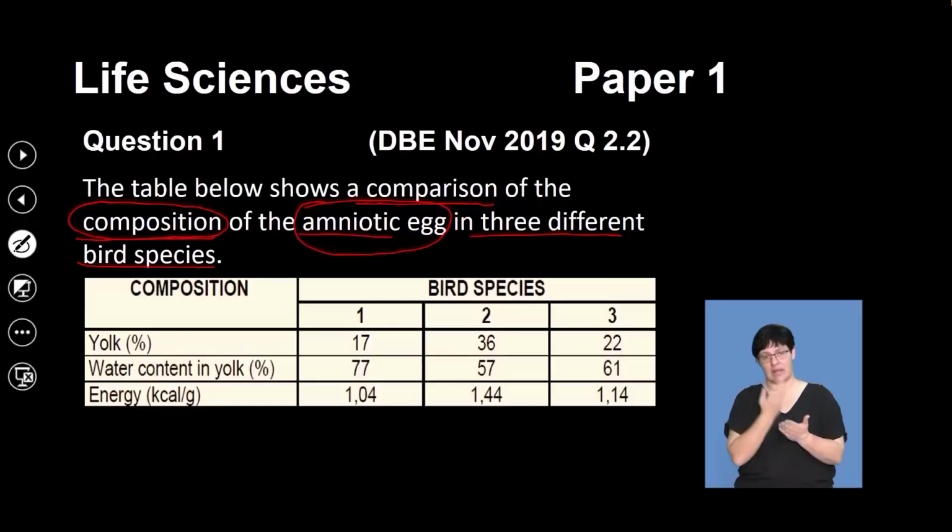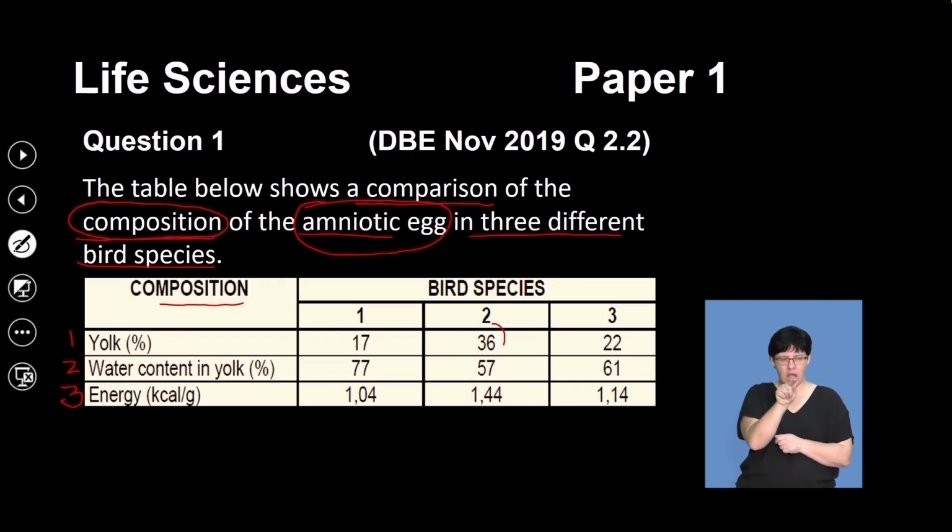Okay, so the table shows you the composition of 1, the yolk, 2, the water content, and 3, the energy available to the developing embryo inside that egg. And here it's a comparison of 3 different bird species. If you look at that, you would very quickly see this egg having the highest content of yolk.